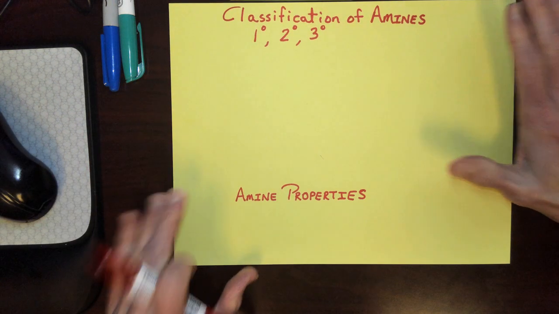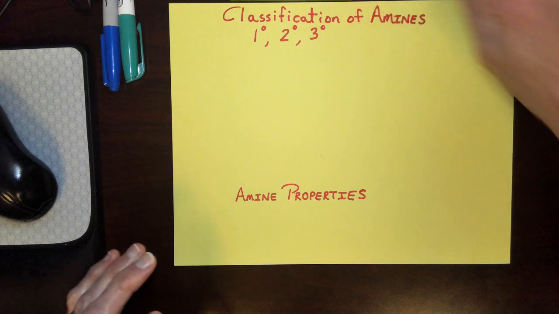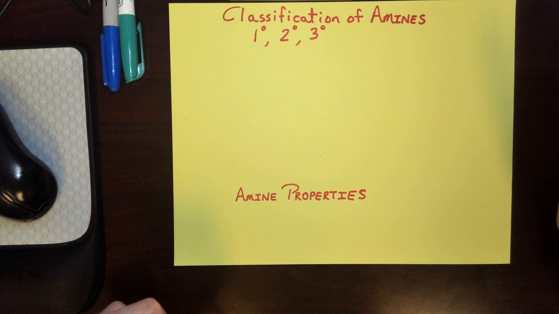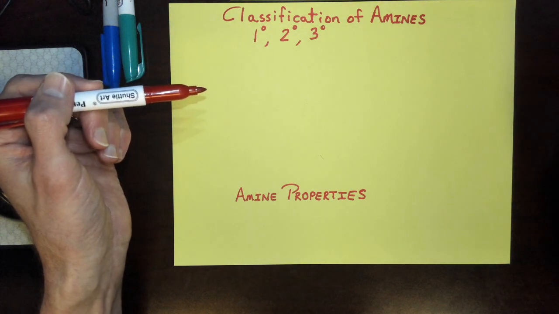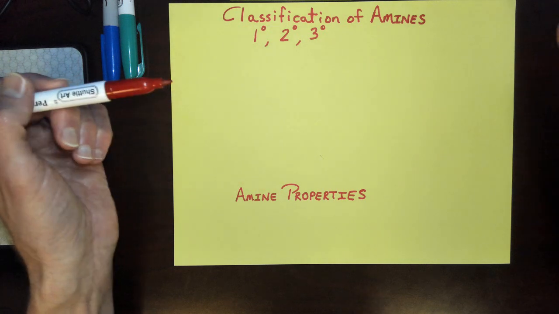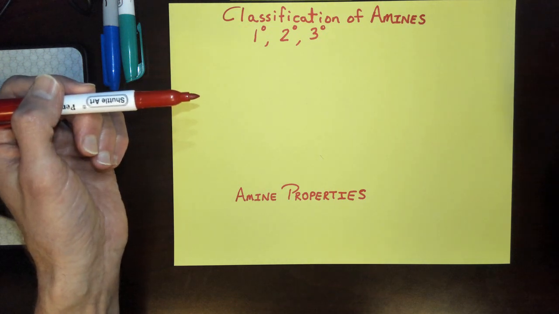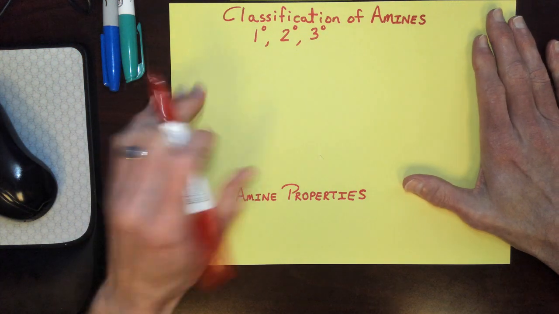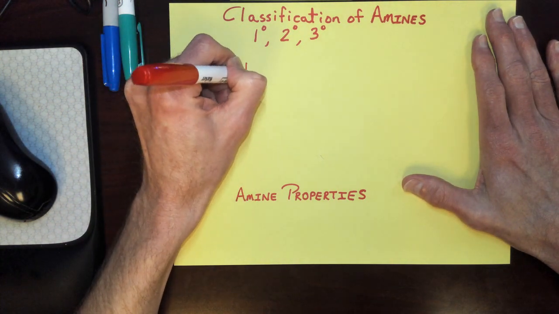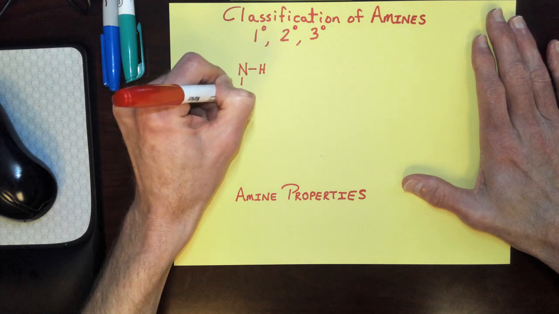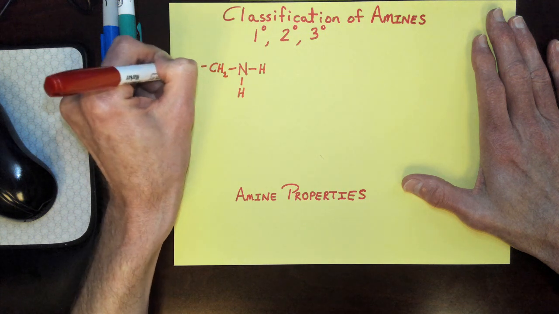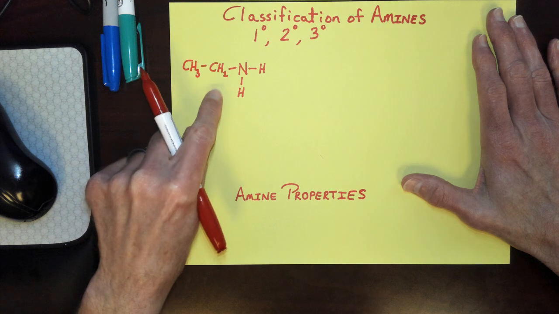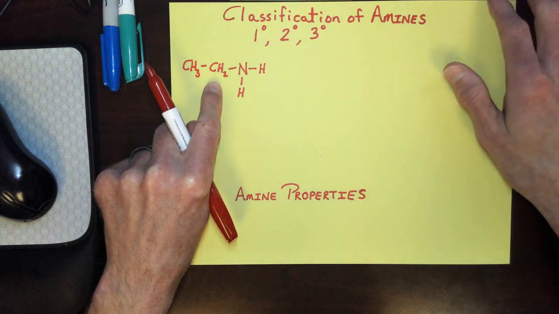How are amines classified? They're classified as primary, secondary, or tertiary amines, and the classification depends on how many alkyl groups are, or the number of carbon atoms directly bonded to the nitrogen. So if we have something like this, we have one carbon atom directly attached to the nitrogen.